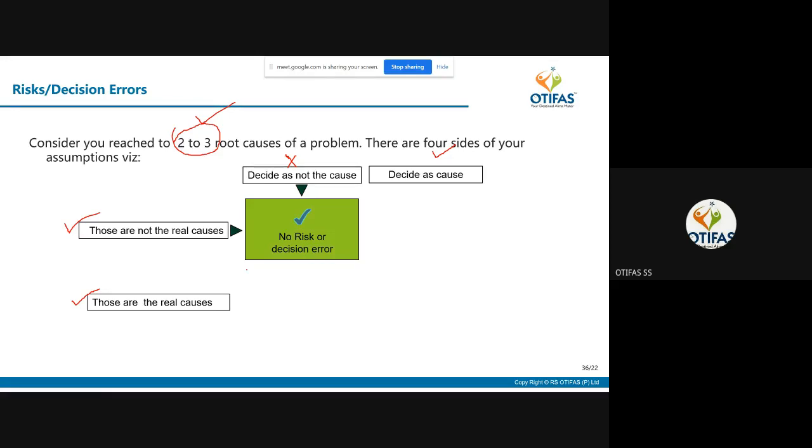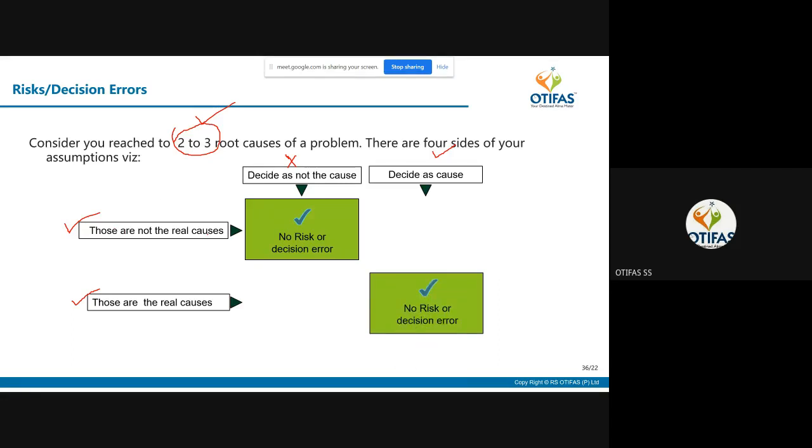And then the second scenario is these were the root causes, and you decided. You said to your top management, okay, go ahead, let us put the money, let us bring the changes. Now, in that case, is there any risk? No risk, sir, because they really are the root causes, and you are going to implement a solution for that. This is called no risk.